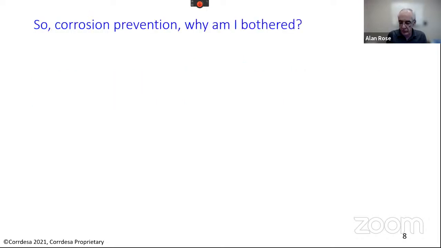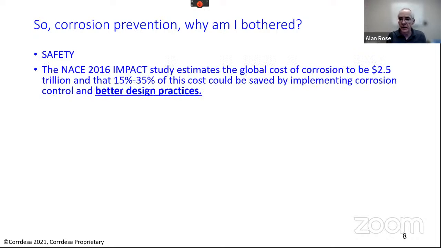So why am I bothered about corrosion? Well, clearly, safety. You don't want things falling off your car or your airplane. And there's a lot of snippets out there. It is a very expensive situation. An impact analysis showed that worldwide, the cost of corrosion is $2.5 trillion. Some liken it to 2-3% or so of global gross domestic product. And it's interesting that several of these studies have also shown that a large percentage, 15 to 35% of the cost, can be saved by implementing corrosion control and better design practices.